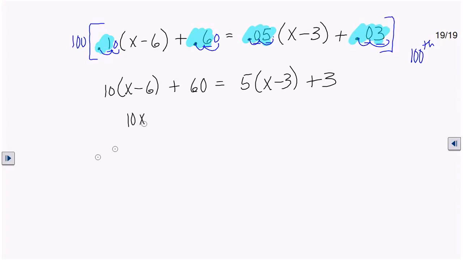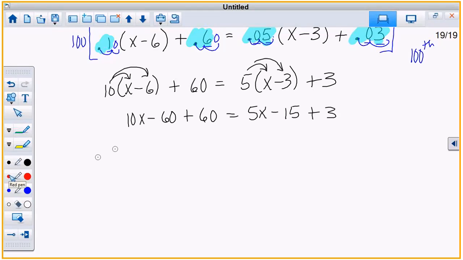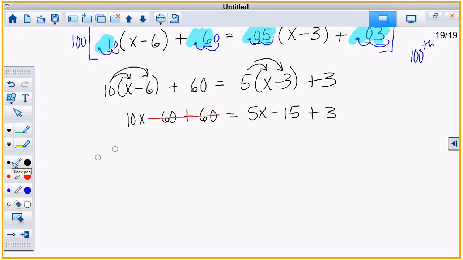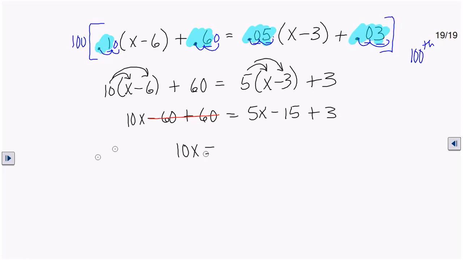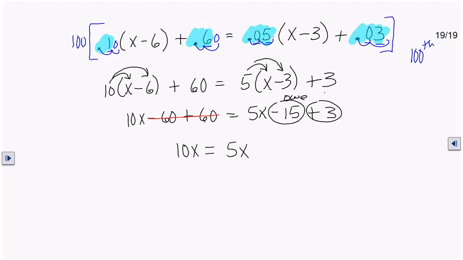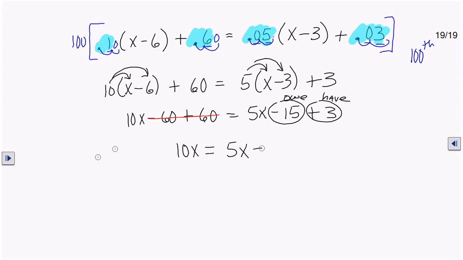10x minus 60 plus 60 equals 5x minus 15 plus 3. Remember to multiply by the x and the 3, and to multiply by the x and the 6, because that's where students mess up. Now, in this case, our 60s go out. So that leaves us with 10x is equal to 5x, and you owe 15, you have 3. So if you owe $15 and you pay $3 on that $15 debt, you still owe $12.